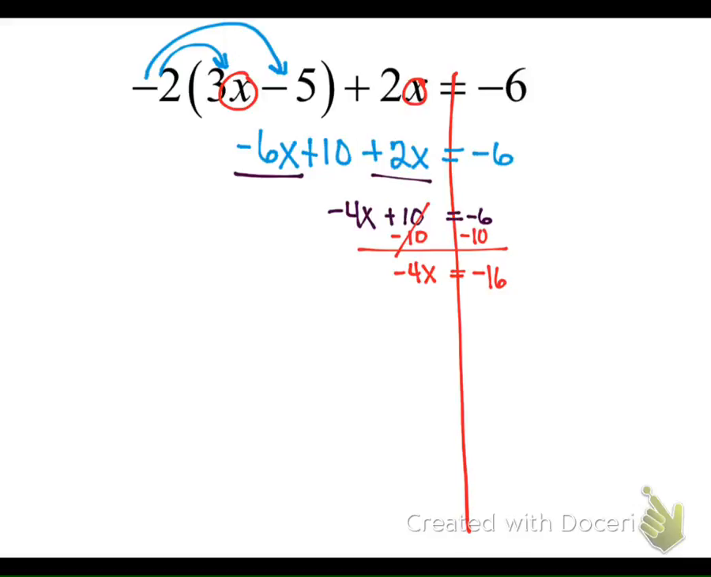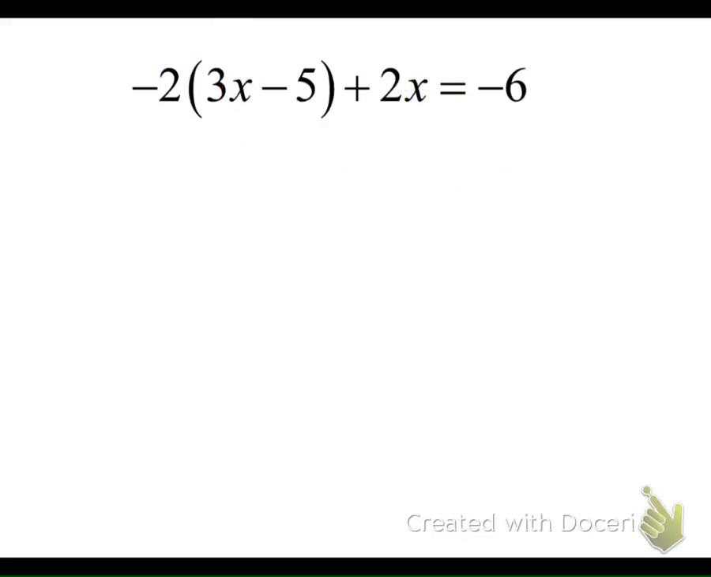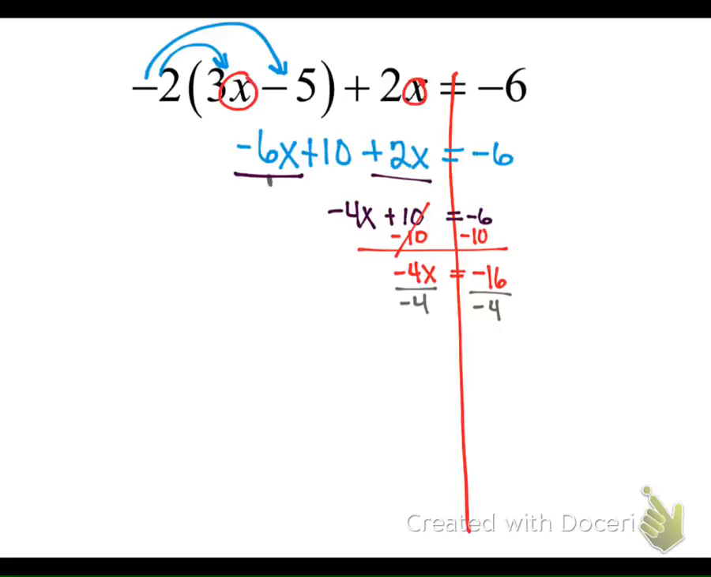All right, and then to get the x by itself, divide by negative 4. Oh my, where'd that go? Hold on. All right, it's back. Woo, that scared me. Okay, so then negative 16 divided by negative 4 equals just a positive 4. Two negatives equal a positive, and there we go.